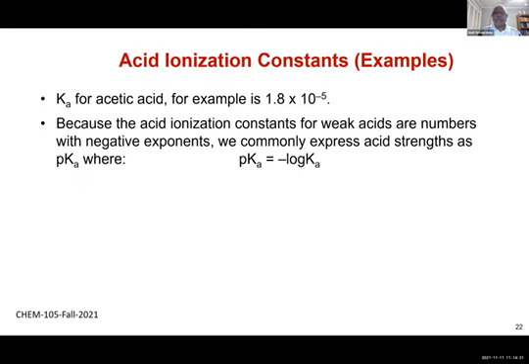So if you plug in your 1.8 × 10 to the negative 5, take the log of that value and change the sign, you get 4.75. Please do it on your calculator. Enter 1.8 × 10 to the negative 5 and hit the log button. And on the answer, change the sign, you get 4.75. So 4.75 is mathematically easier to deal with than 1.8 × 10 to the negative 5.